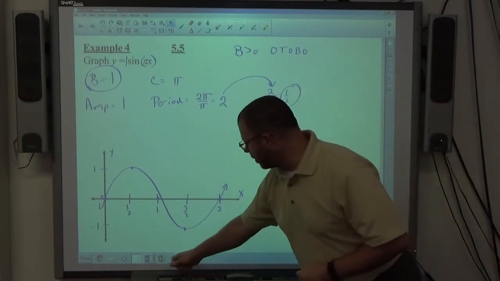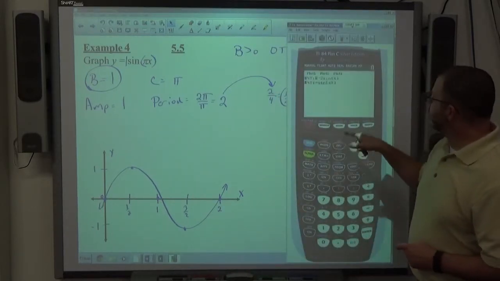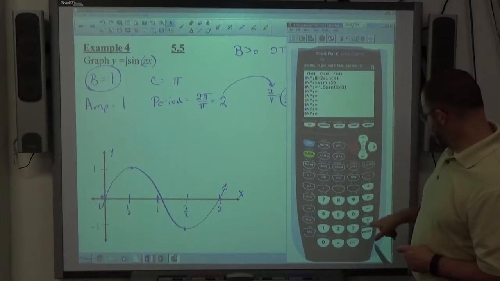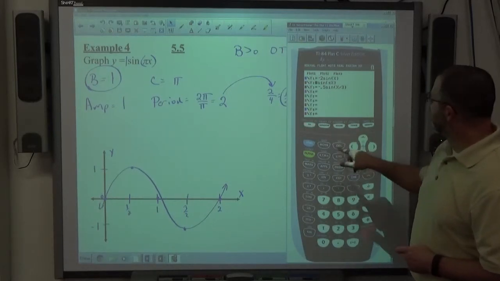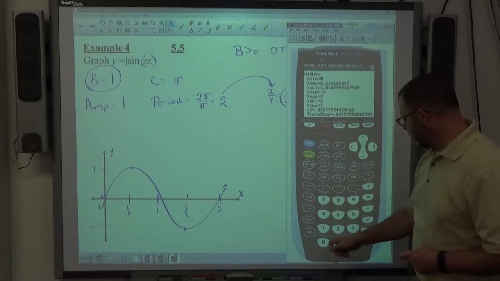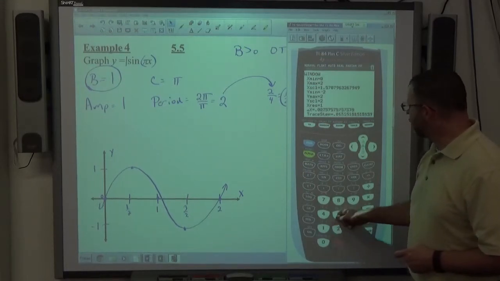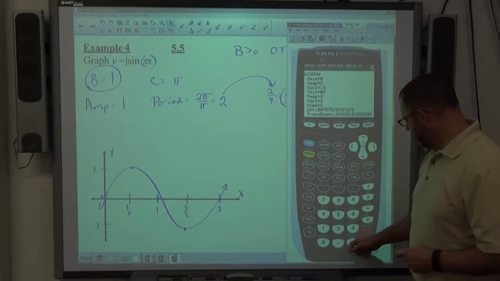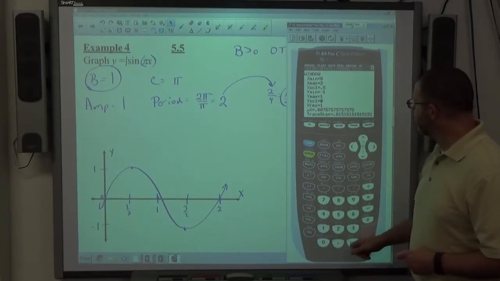Okay, so if I go to this one, type in y equals, and this is sine of pi x. I'm going to turn off this function, turn on that function. I'm going to set my window the same. I want to go from 0 to 2 at a 0.5 scale, from negative 1 to 1 at a 1 scale.